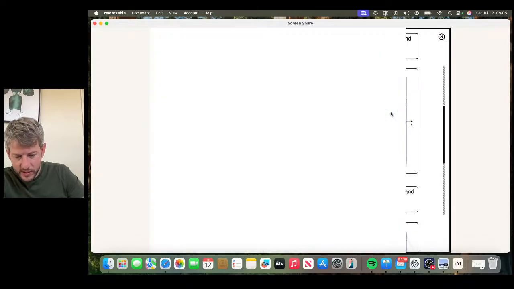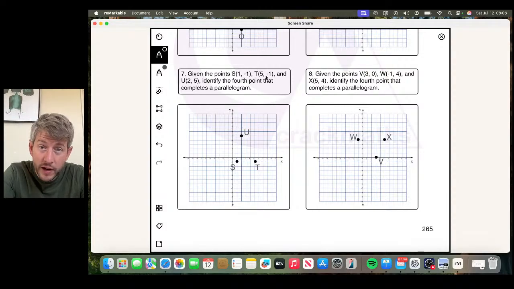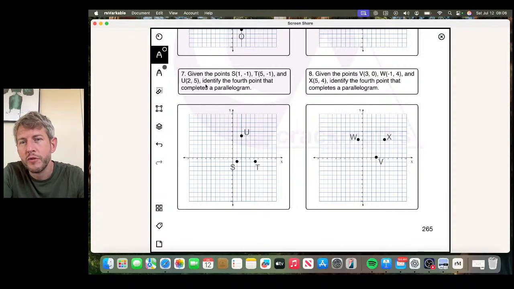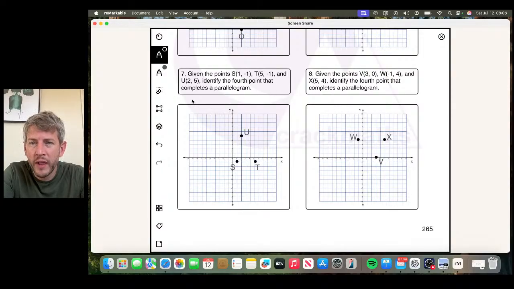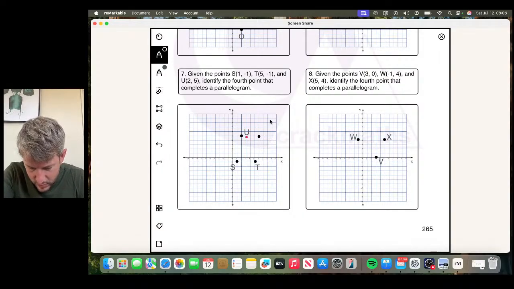Okay, question 7. Given the points S (1, -1), T (5, -1), and U (2, 5), identify the fourth point that completes a parallelogram. Okay, so I think I'll go for, that's got a slant here. We've got to make sure that it goes in the same way. 1, 2, 3, 4, 1, 2, 3, 4. Yeah, that'll be fine. So the coordinates at this point are (6, 5).